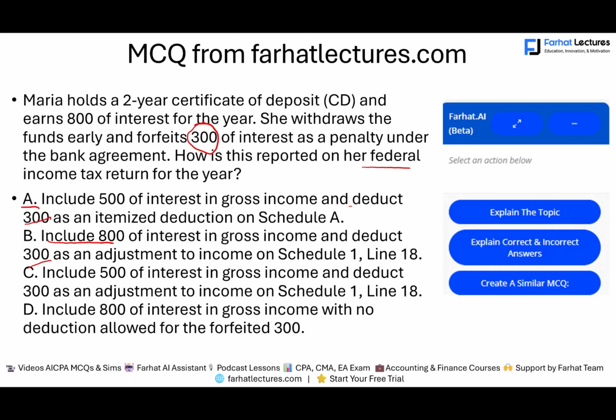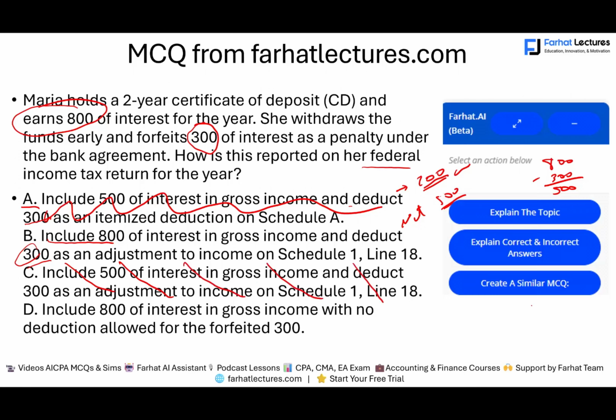First, let's look at A. Include $500 of interest and deduct $300. If you do that, then the taxpayer is only taxed on $200. The taxpayer would love to do that, but that's not how you treat this. B: include $800, which is what she earned, true. Then deduct $300. Therefore, the net, all in all, is $500. You earned $800 minus $300, which is $500. B looks definitely better than A.